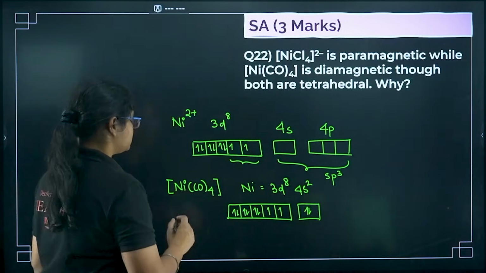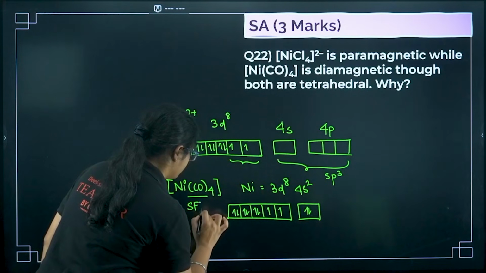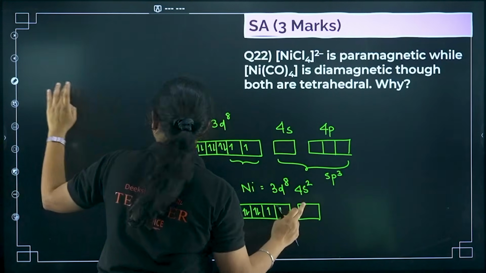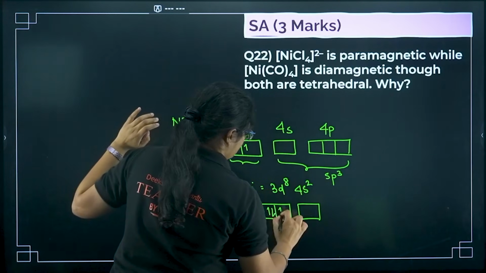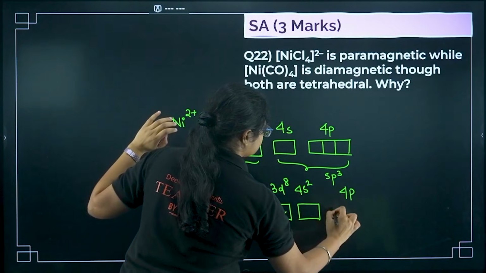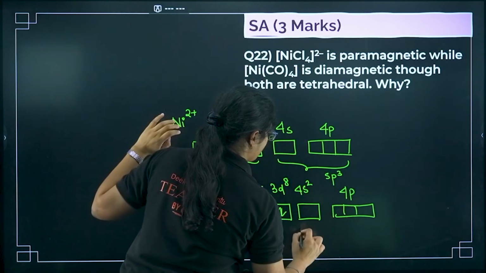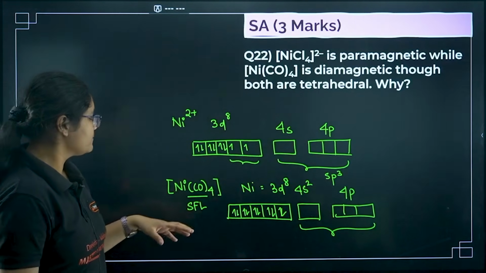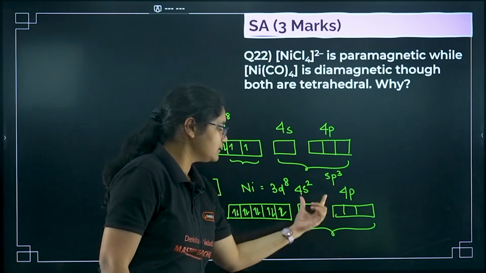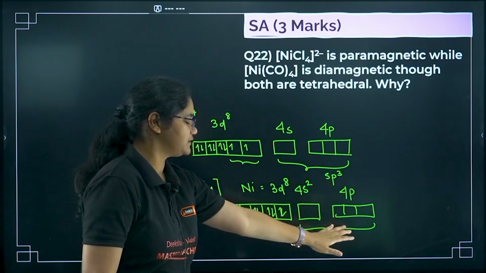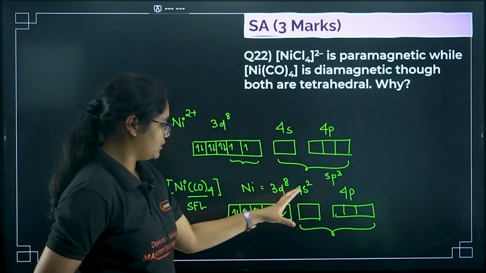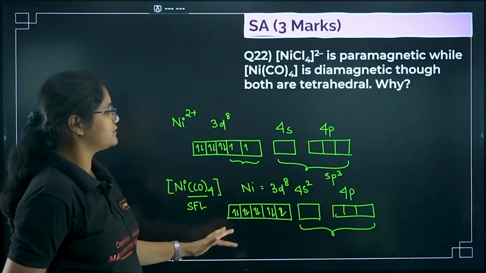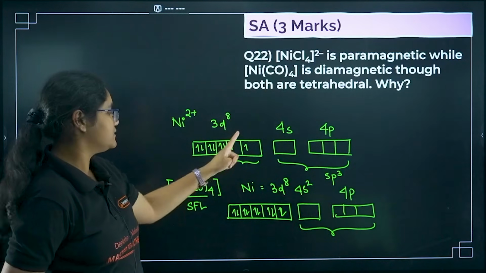Why does pairing take place here? Because CO is a strong field ligand. So these 2 electrons will pair up here, and we will get an empty orbital here. Then we have 4p here, and sp3 hybridization will take place. Clear? This is done. So now with this, what will happen? This sp3 hybridization is there, and since there is no unpaired electron here, there is complete pairing of electrons, so that is why it is diamagnetic, and this is paramagnetic.